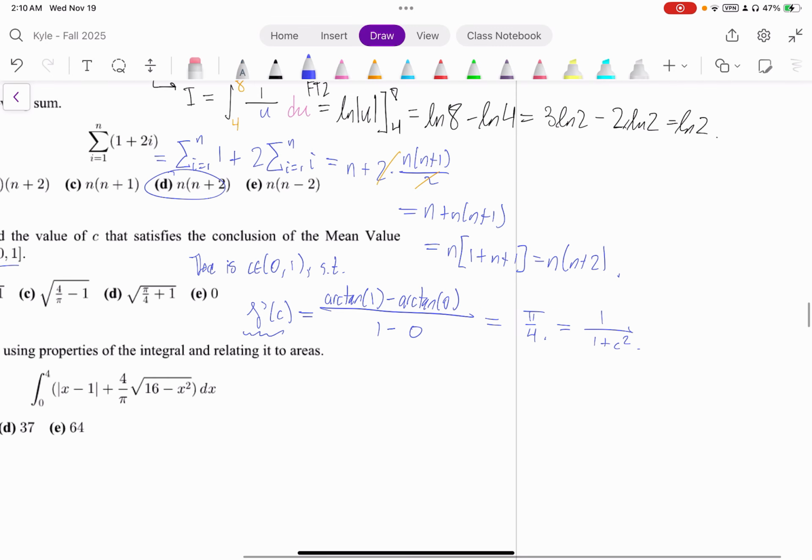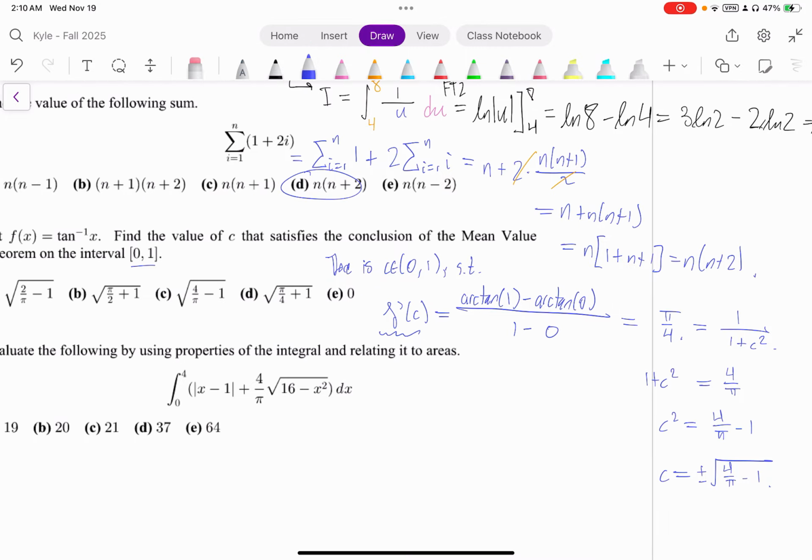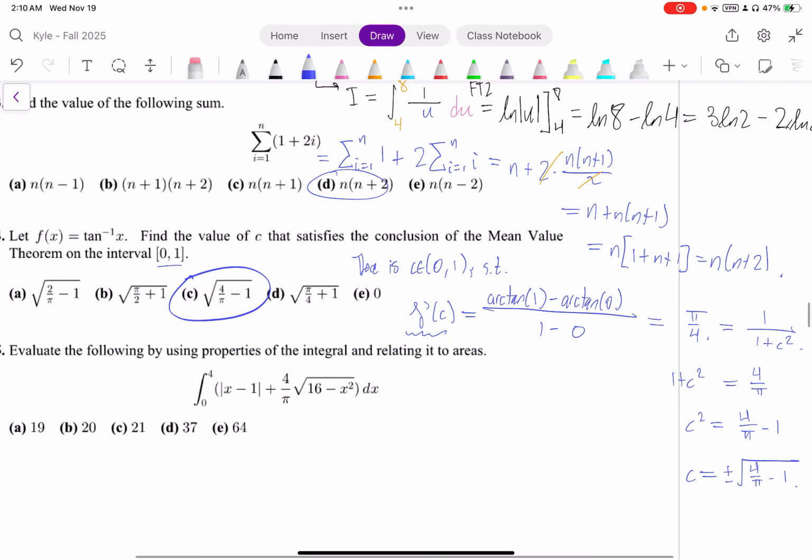So we can multiply on both sides. So 1 plus c squared is equal to 4 over pi. So c squared is equal to 4 over pi minus 1. So c is plus or minus the square root of 4 over pi minus 1. And then the final question is to say, okay, how can we evaluate which one of these is correct? Well, we can just take the principal argument. So let's just take the positive version. So here we can choose c to be the square root of 4 over pi minus 1.